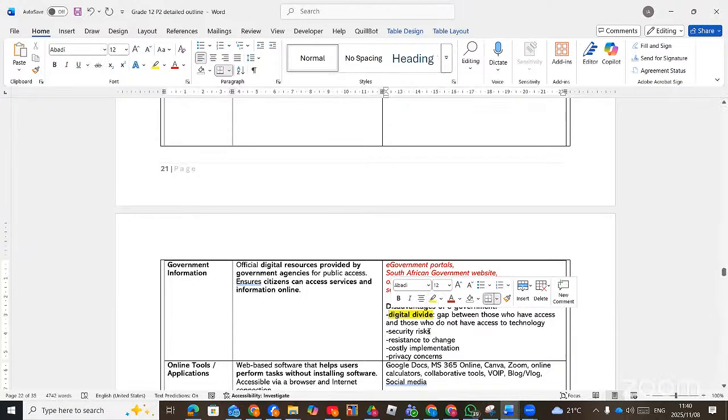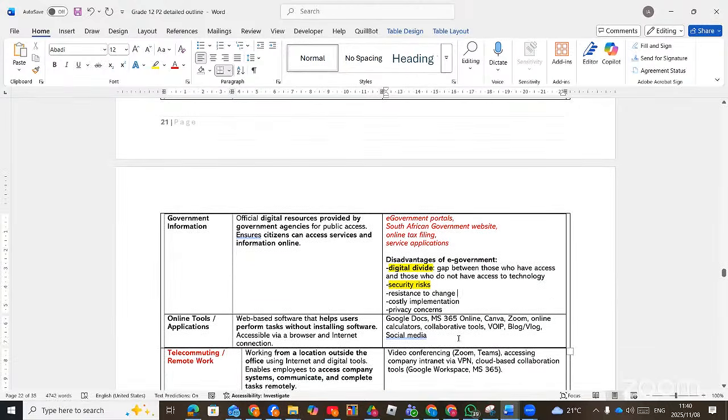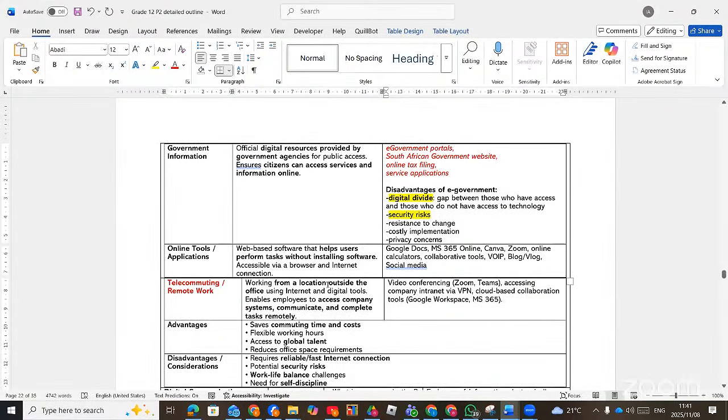Security risk also, security issues, and resistance to change. There are some people who don't want to change. They still want to use the manual process. Cost implication of implementation: you have to do both the manual one, by having the copies, and the online one, and run them at the same time. Privacy concerns also, hacking and others. So you have to also talk about that.